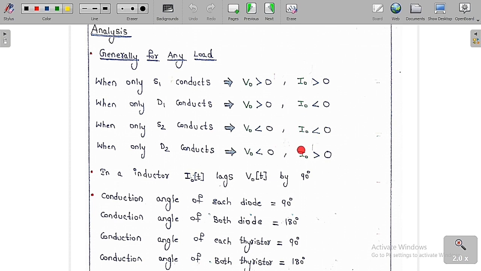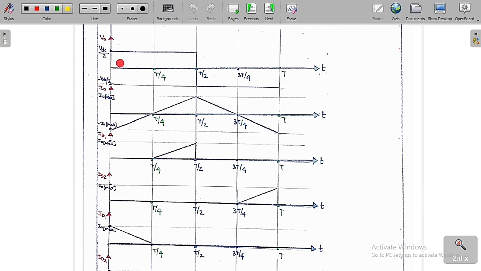With the help of these things, we are going to draw the graphs of the output voltage and also the output current for this inductive load. I have already told you, irrespective of the load, for a single phase voltage source inverter, the output voltage will be in this fashion. From 0 to T by 2, its value is equal to VDC by 2, whereas from T by 2 to T, its value will be minus VDC by 2.